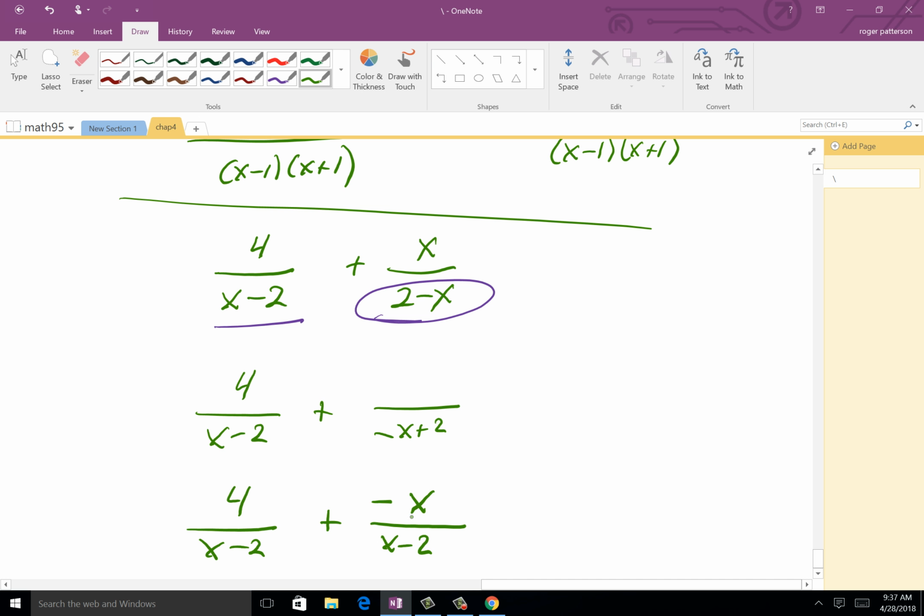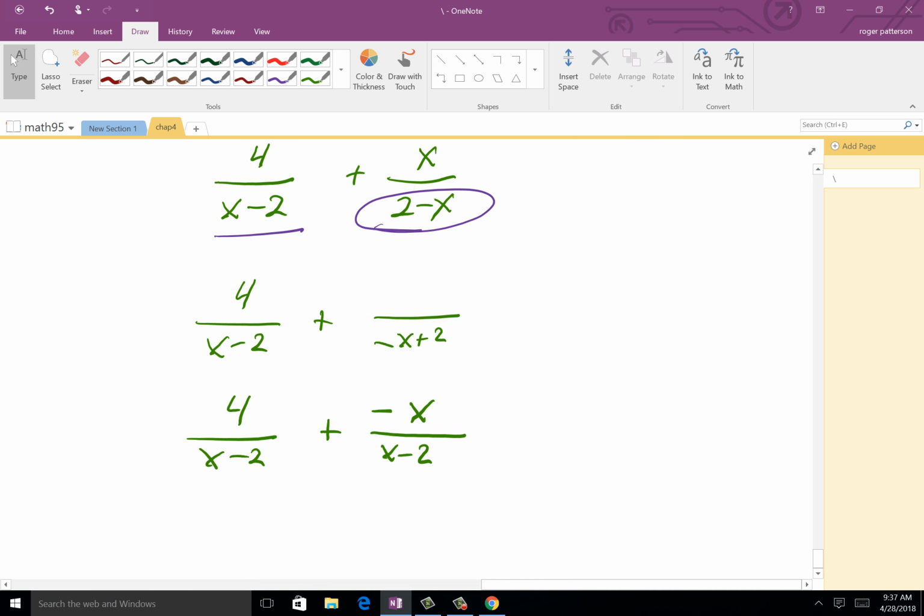And that is completely legal, because if you have 5 over negative 7, that's the same as negative 5 over 7. You're not changing the value of the fraction. It doesn't matter whether it's 5 divided by negative 7 or negative 5 divided by 7, you're still going to get a negative number. So that's a legal thing. We can do that. Now this becomes way easier, because what are we going to get for an answer?